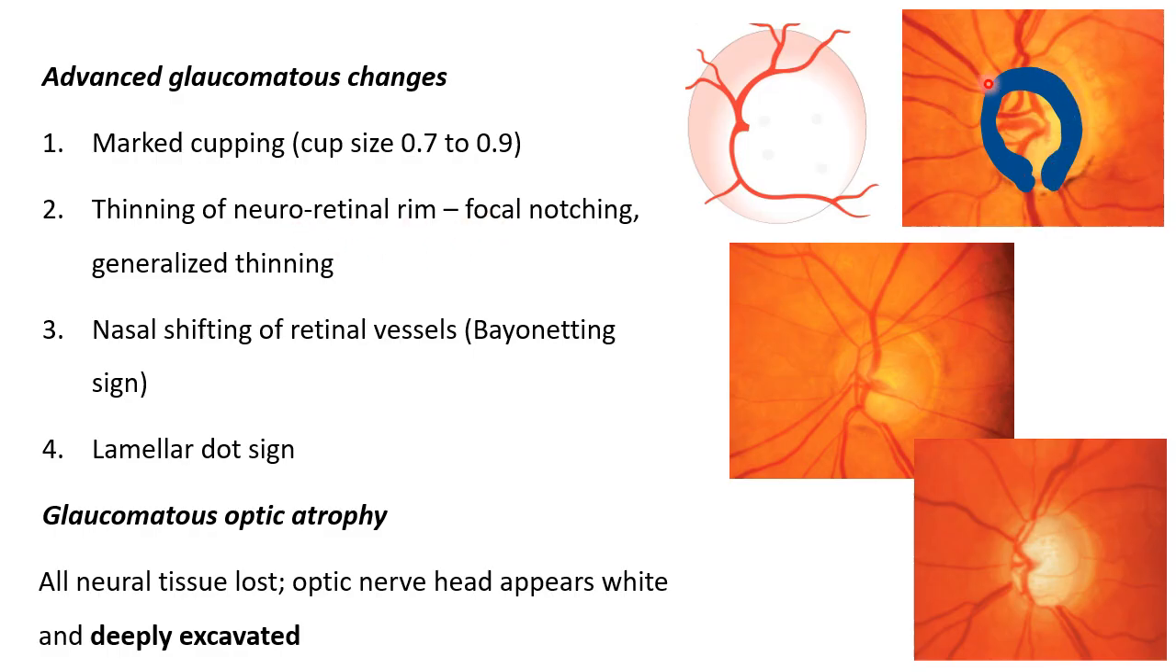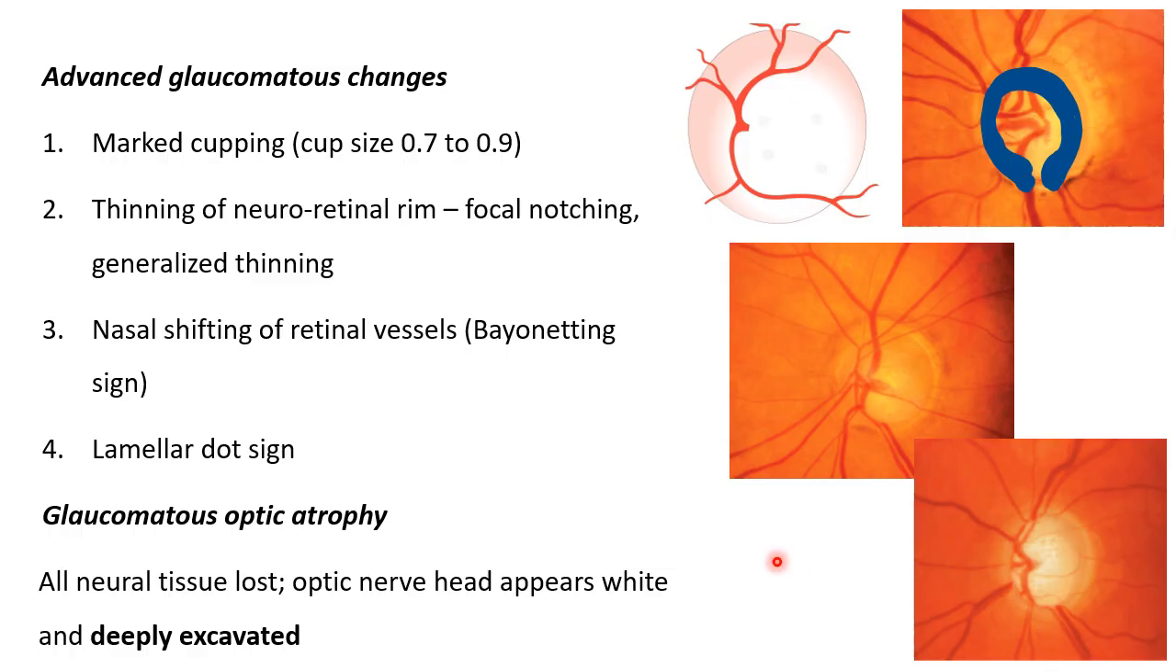Sometimes you can see a generalized thinning, which is known as generalized thinning of the NRR, while focal loss is known as notching. Marked cupping, nasal shifting of retinal vessels. Now, that nasal shifting you see over here, see? Because of the enlargement of the cup, these vessels seem to have shifted onto the nasal side from the center. This is known as nasal shifting of the retinal vessels.